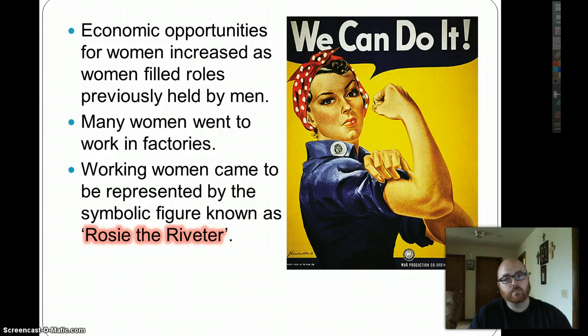Alright, and propaganda poster here. Rosie the Riveter, we can do it. We're just as strong as men are. We can do it. We can take care of the home front. And so many women went to work in the factories, and they were represented by Rosie the Riveter. Alright, so economic opportunities for women increased. They filled roles previously held by men.